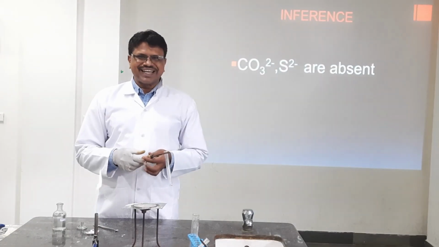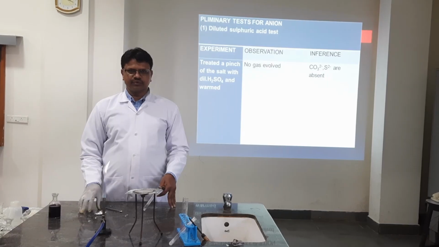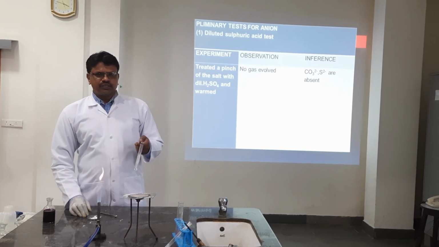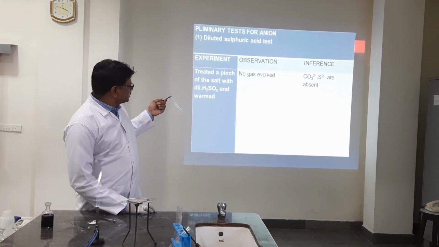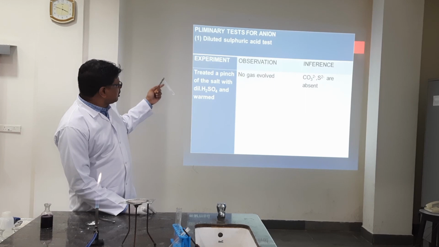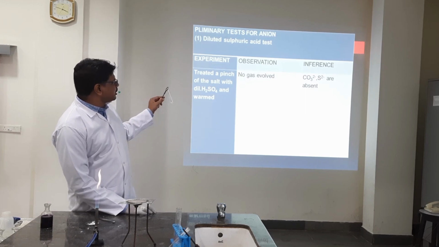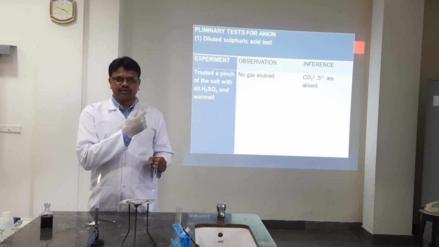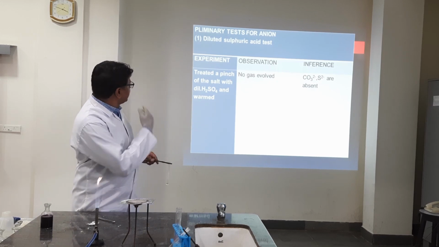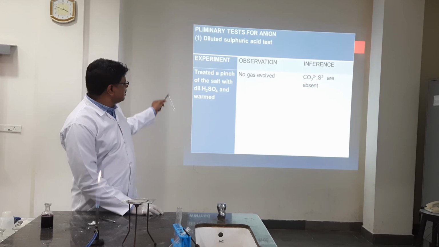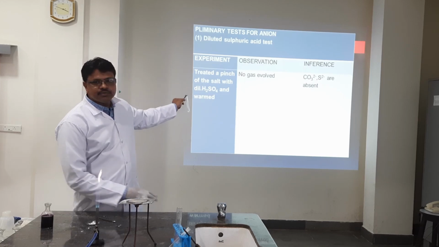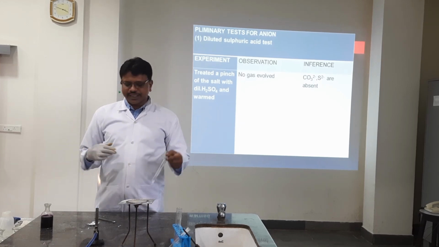Now I am going to the second test. So this is in tabular form. You can see how all those three things, experiment, observation, inference, are included. Actually, students, you have to write your record in this way. The same test with dilute sulfuric acid is mentioned there in tabular form. Now I am moving to the next test.